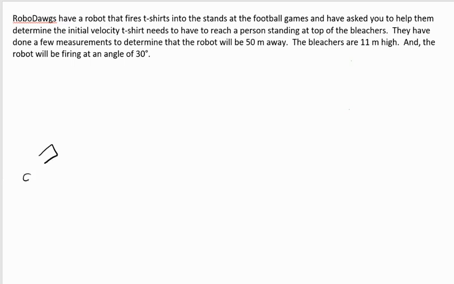So in essence, they have this robot cannon here that's going to be firing a t-shirt up to someone that's standing all the way at the top of these bleachers up here. So the t-shirt's going to come all the way up like that, and then come down and be caught by the person in the bleachers.